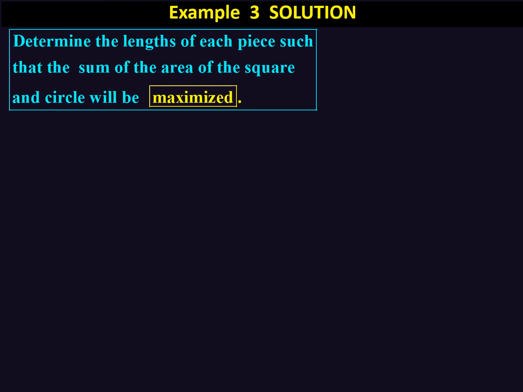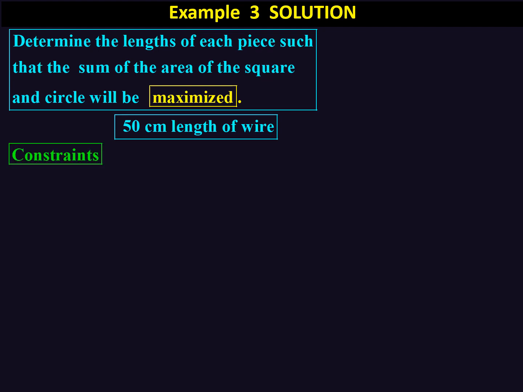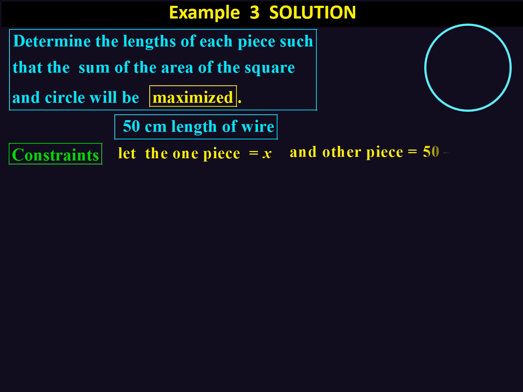Now let's look at the solution. Let's just copy the question down again. First of all, we have a 50 centimeter length of wire. We're going to cut it. The length is unknown at this stage. So let the one length be equal to x, and the other one would be 50 minus x. So we use the x for the circle, and the other piece, 50 minus x, we're going to use for the square, right?